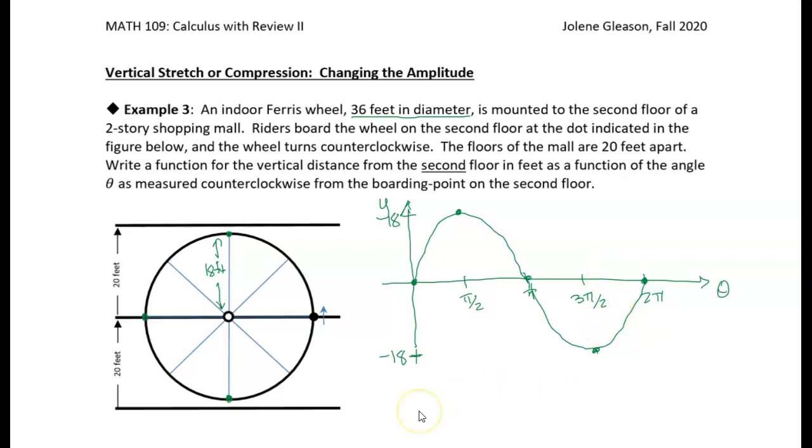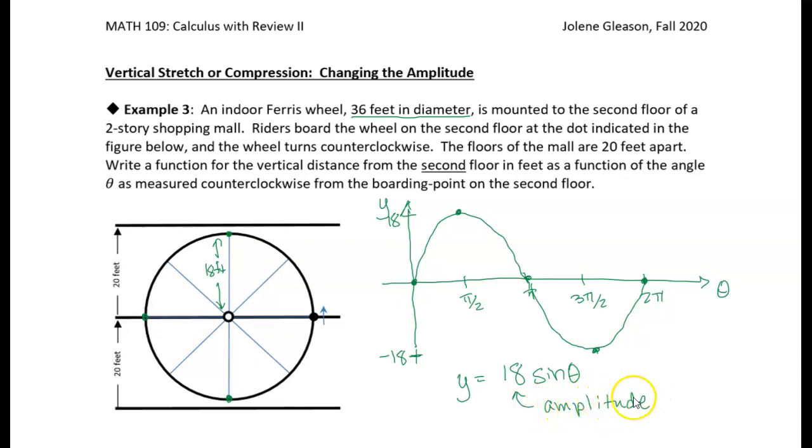Now, what's the equation? We're asked for the equation. This is just a vertical stretch of the sine function, right? It looks just like the sine function, except our amplitude now is 18. So the function is just going to be a constant multiple of sine. It's just going to be 18 times the sine of theta. Sine of theta cycles between 1 and negative 1. If we multiply by 18, it's going to cycle between 18 and negative 18. So this multiplier right here is actually the amplitude.